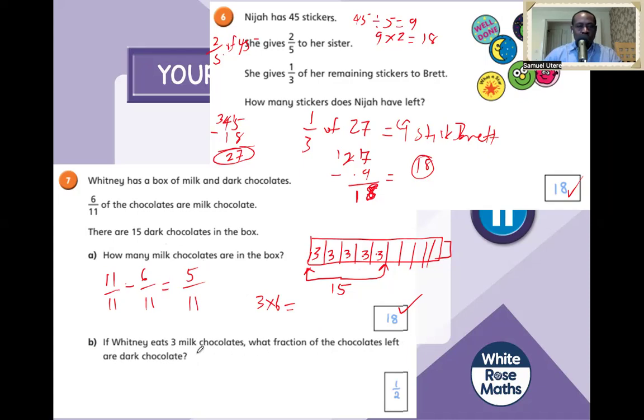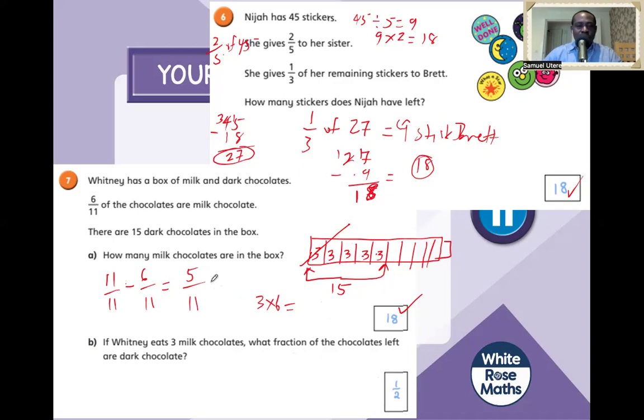So if Whitney eats 3 milk chocolates, remember, these are the milk chocolates. If she eats 3, we cross that one off. What fraction of the chocolates left are dark chocolates? Now, if she eats 3, because we've taken one part off, this will now be, remember, this is 1, 2, 3, 4, 5. This is 5 out of 11.